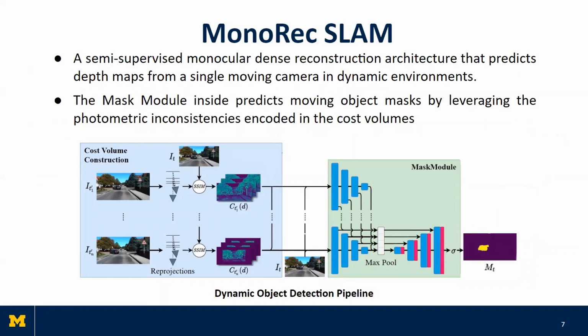The name of the method we propose is called MonoRec SLAM, where MonoRec just represents a semi-supervised monocular dense reconstruction architecture that predicts depth maps from a single moving camera in dynamic environments. So MonoRec at first is not designed for a SLAM work, but we find its potential to be used in a SLAM problem. So we adapt that, and the masking module of MonoRec is shown below. The network adopts a UNet architecture design, and the input to that is RGB images, and the output is the dynamic mask for moving objects.